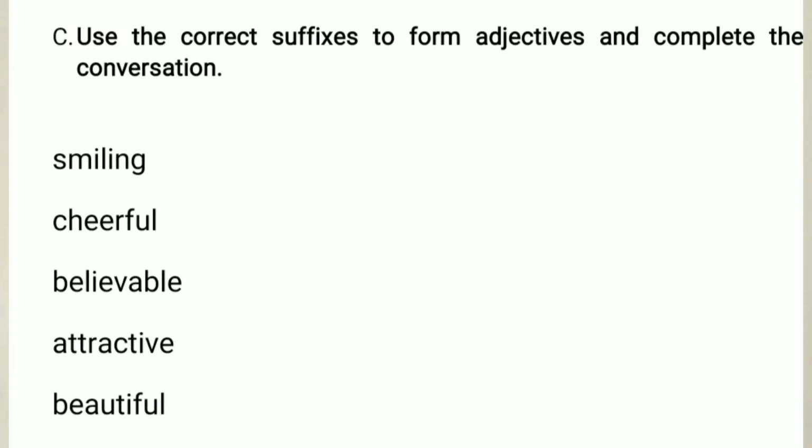Now we move to exercise number C. Now you can see the answers are given below on that page which I am showing you. And now children, the question. Use the correct suffixes to form adjectives and complete the conversation. Now see here. Alice, do you know what I saw today? Sister, what? Alice, I saw a rabbit in our garden.